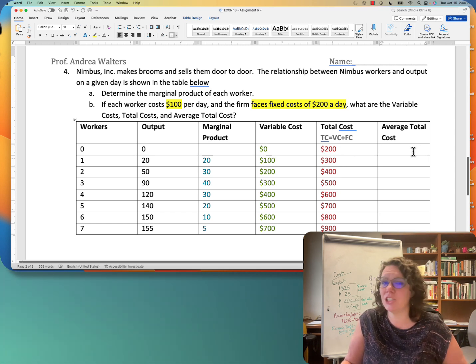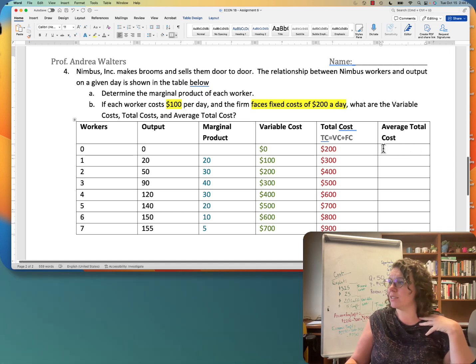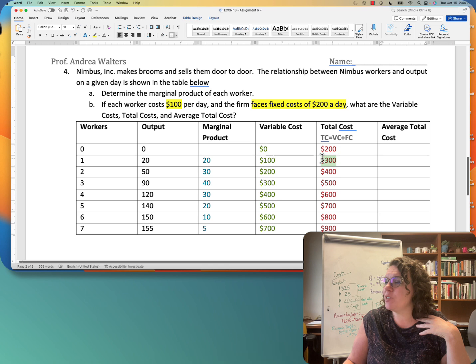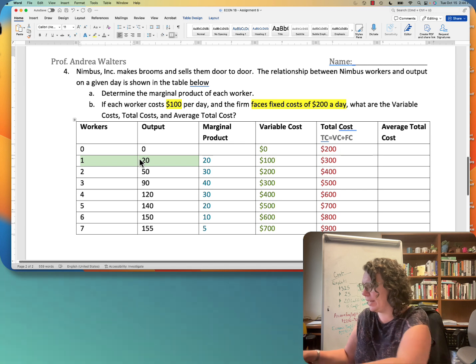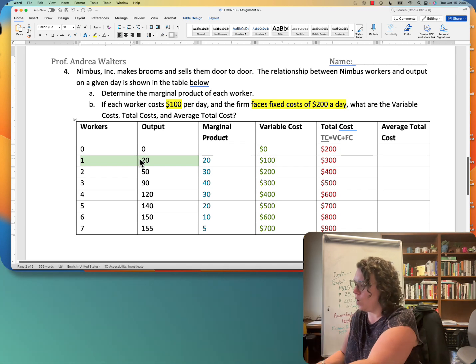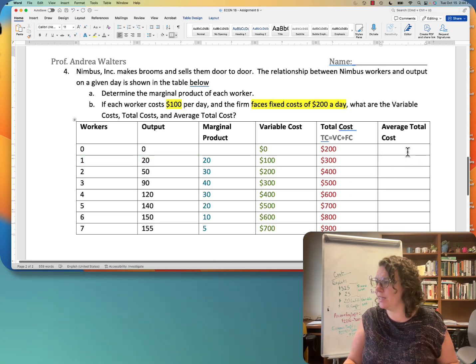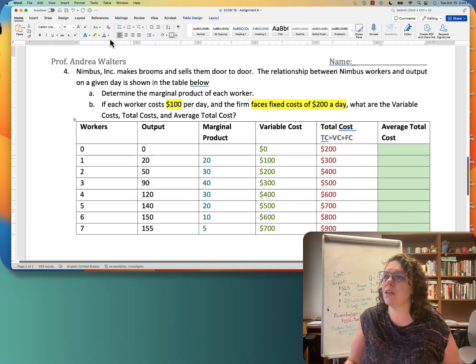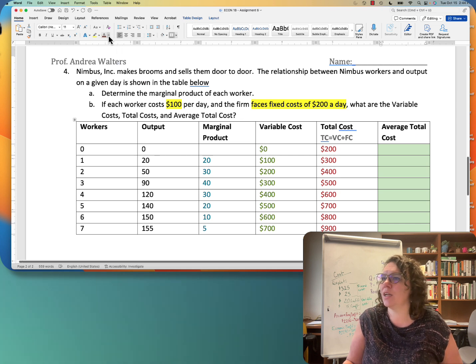Average total cost is just total cost divided by quantity. It's the average of the total cost. So here I have a total cost of $300 and I have an output of 20. So I want to go ahead and calculate that value, right? I'm going to calculate what total cost of 300 divided by 20 is, and it's going to give me the number that I want.